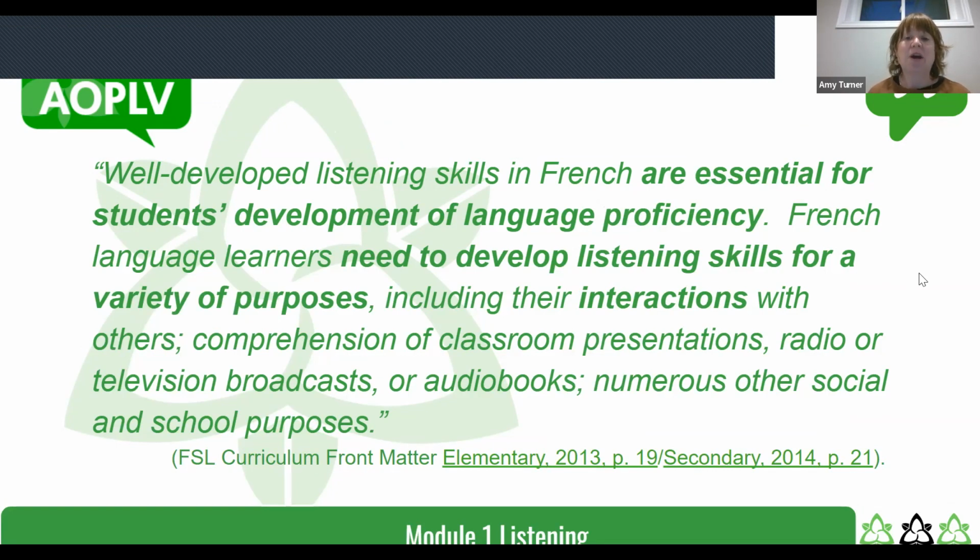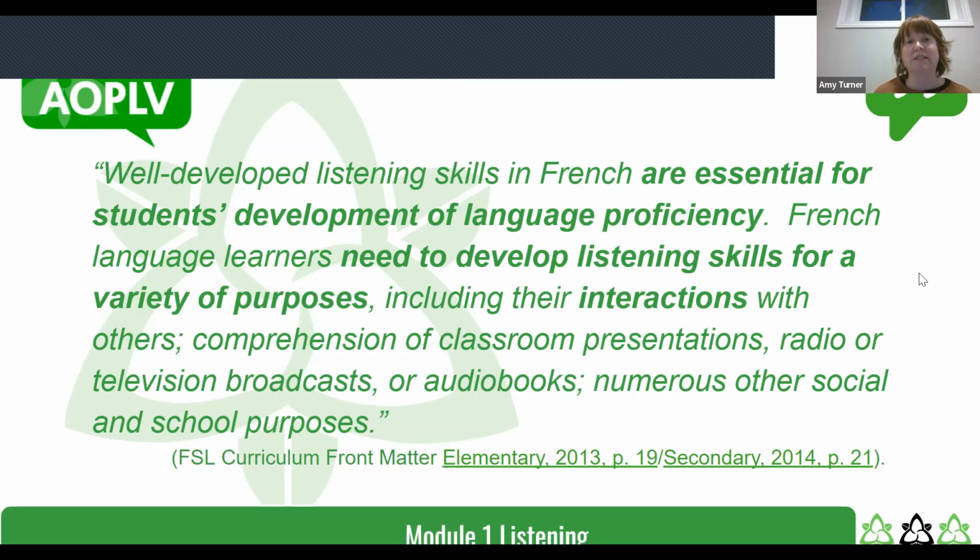The last thing I just wanted to mention about the curriculum, and it's mentioned in this quote here, but if you look at the prompts in the listening curriculum, it gives us very specific ideas for the type of listening that's appropriate for the grade and proficiency levels of our students.